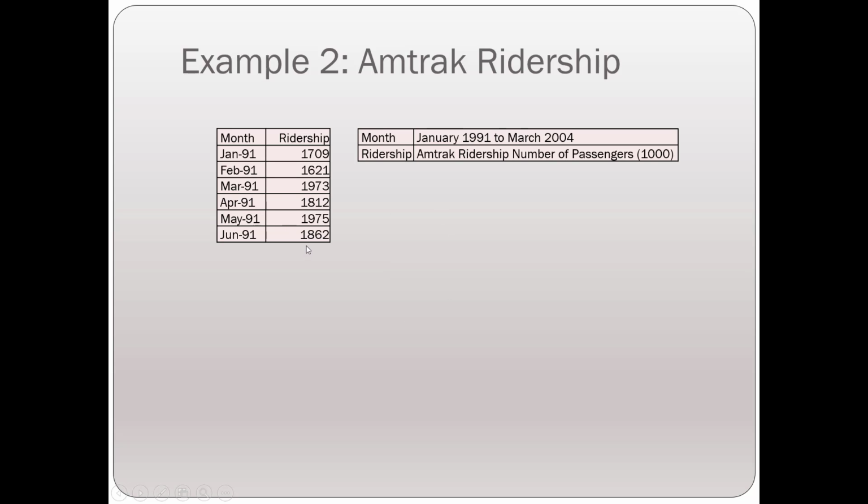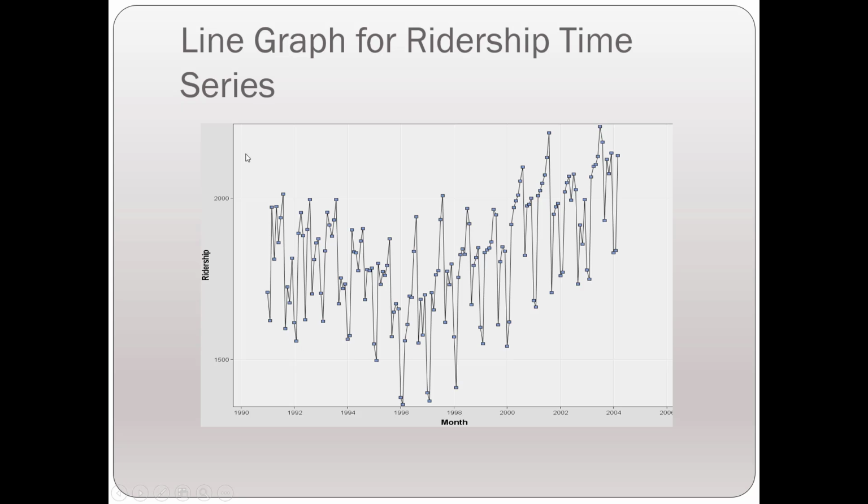So when you have time series data, the plot that is useful to examine is called a time series plot. Something like this, where you have the time on the x-axis and the y value on the y-axis. Here it is the ridership. Then you can see whether there is a pattern, whether there is an overall trend or there is seasonality.